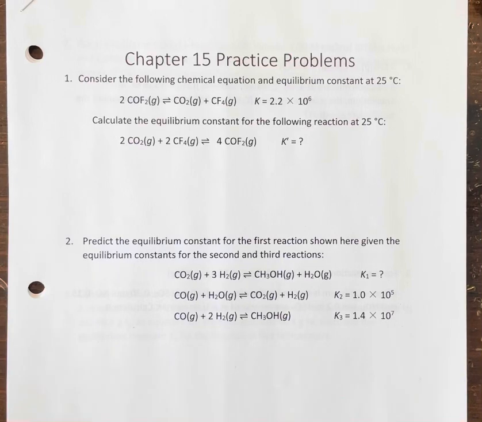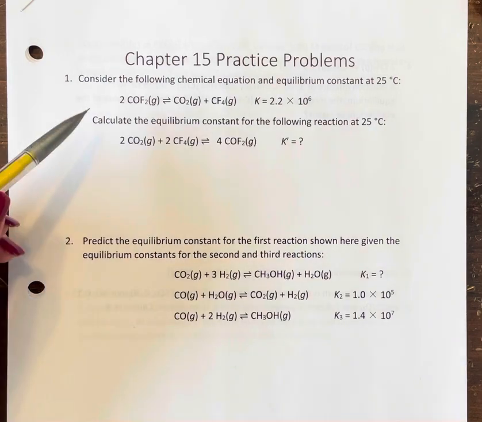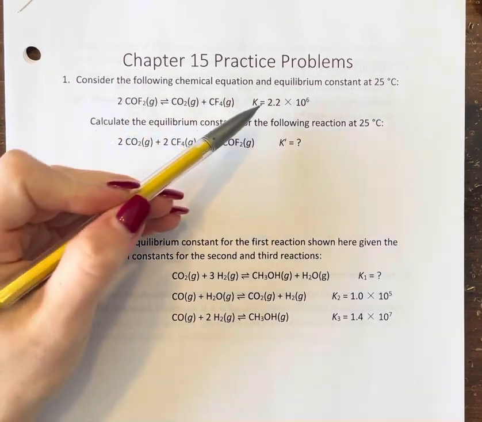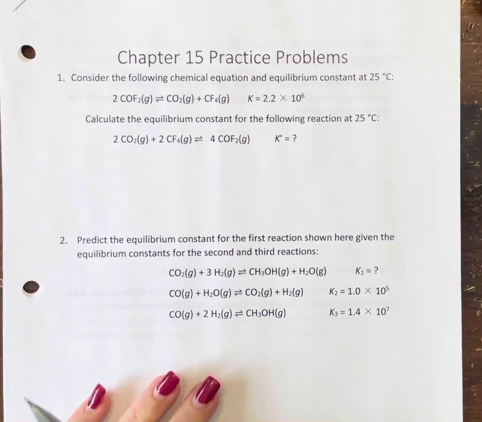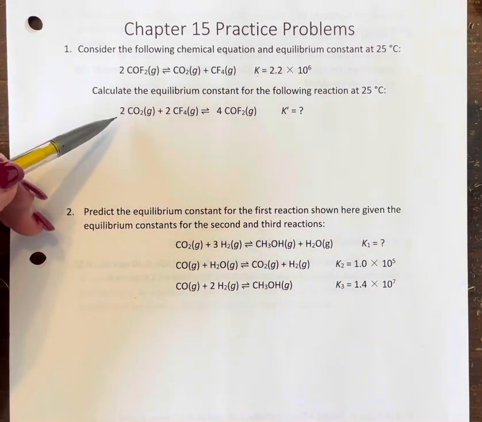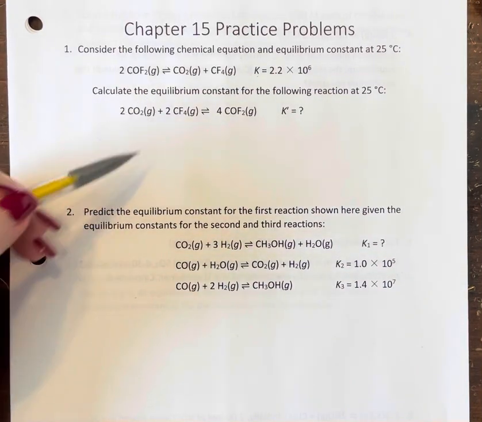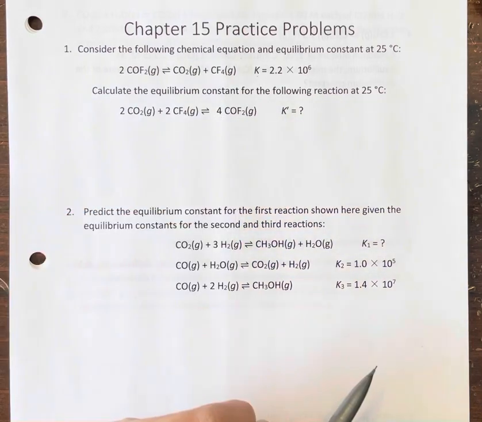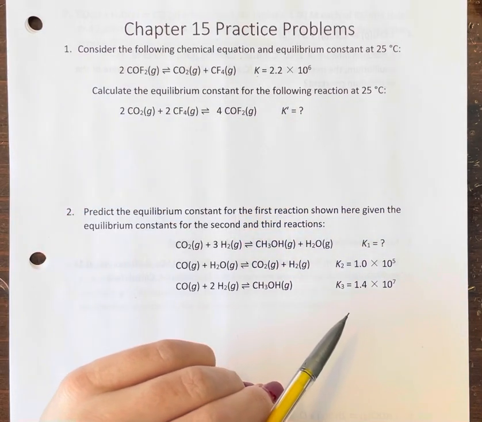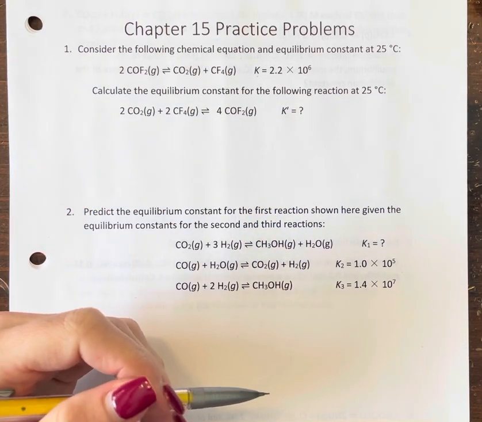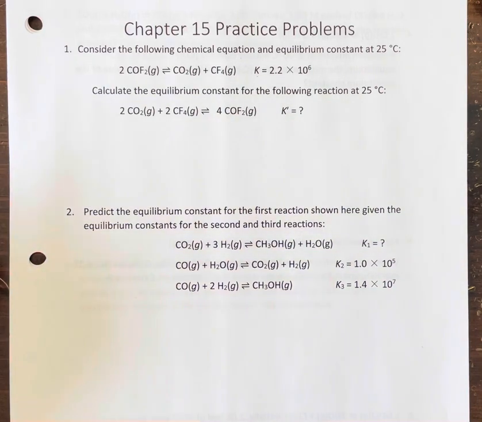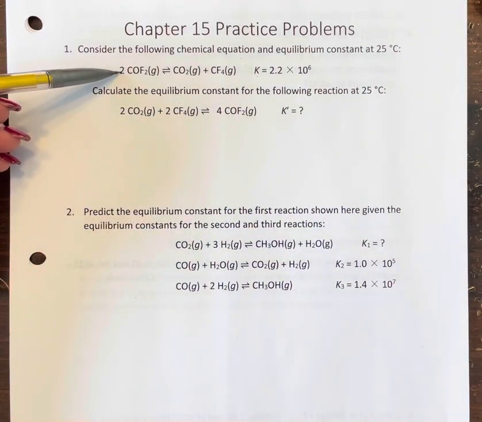All right, so let's dive into some of these. Chapter 15, this is on equilibrium, practice problems. So we're given a reaction and we're given a K value. And we're manipulating this reaction and we want to find what the new equilibrium constant would be. So the first thing that I like to do is figure out what did we do to this reaction.